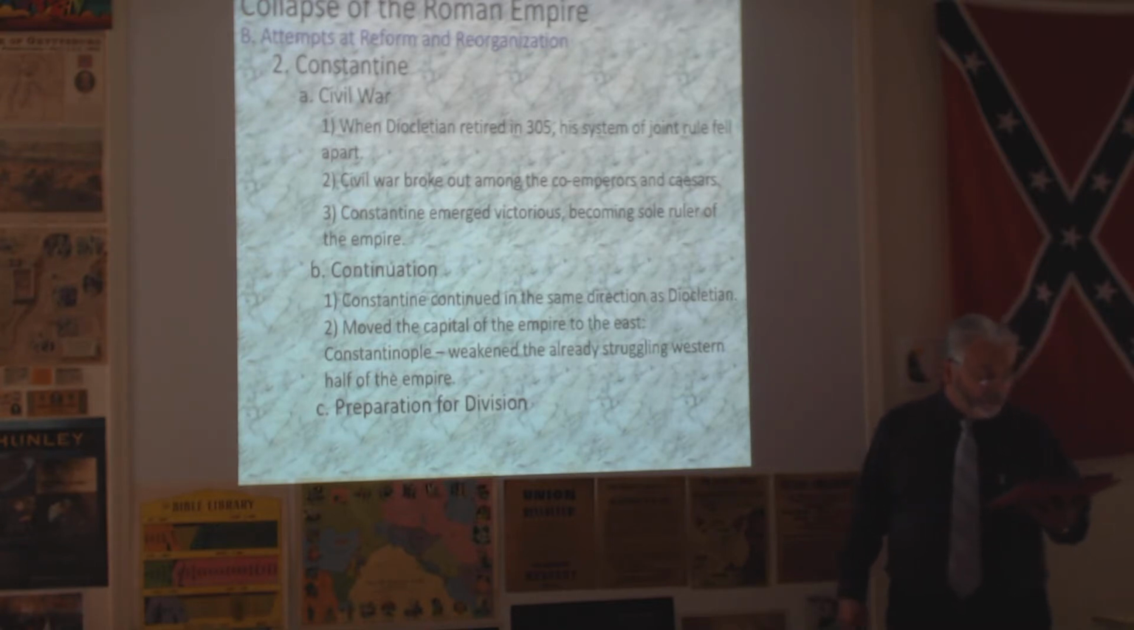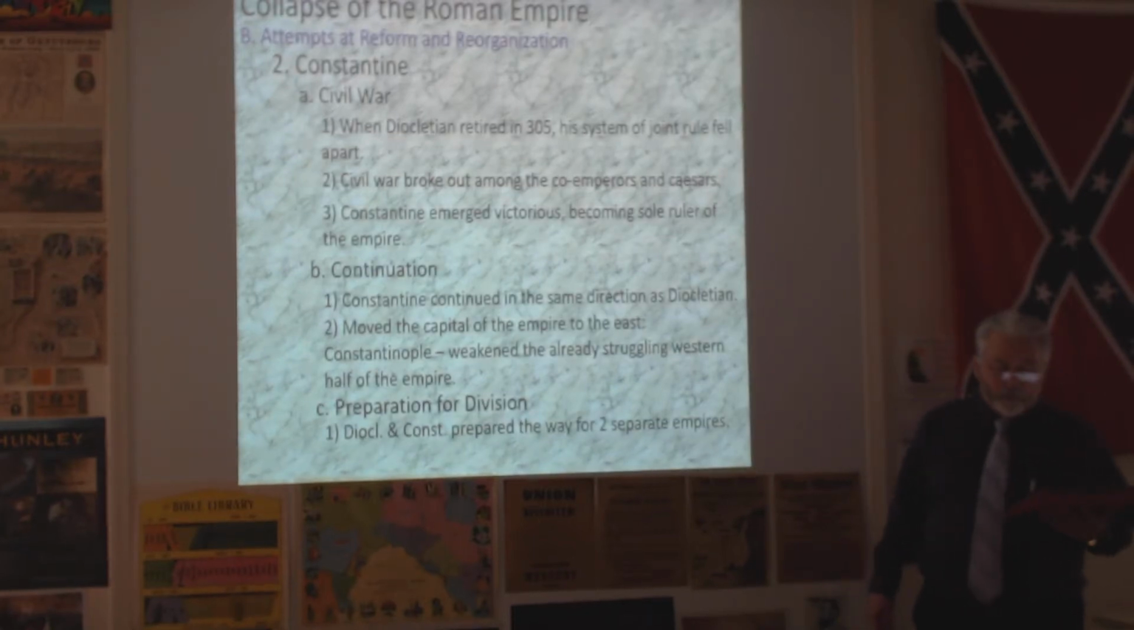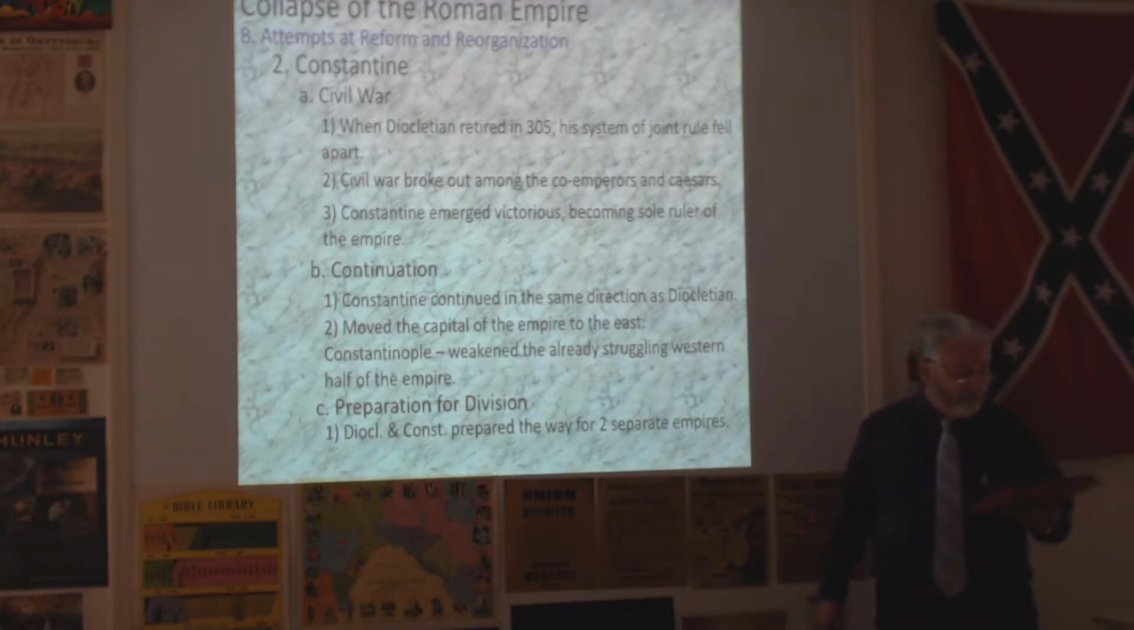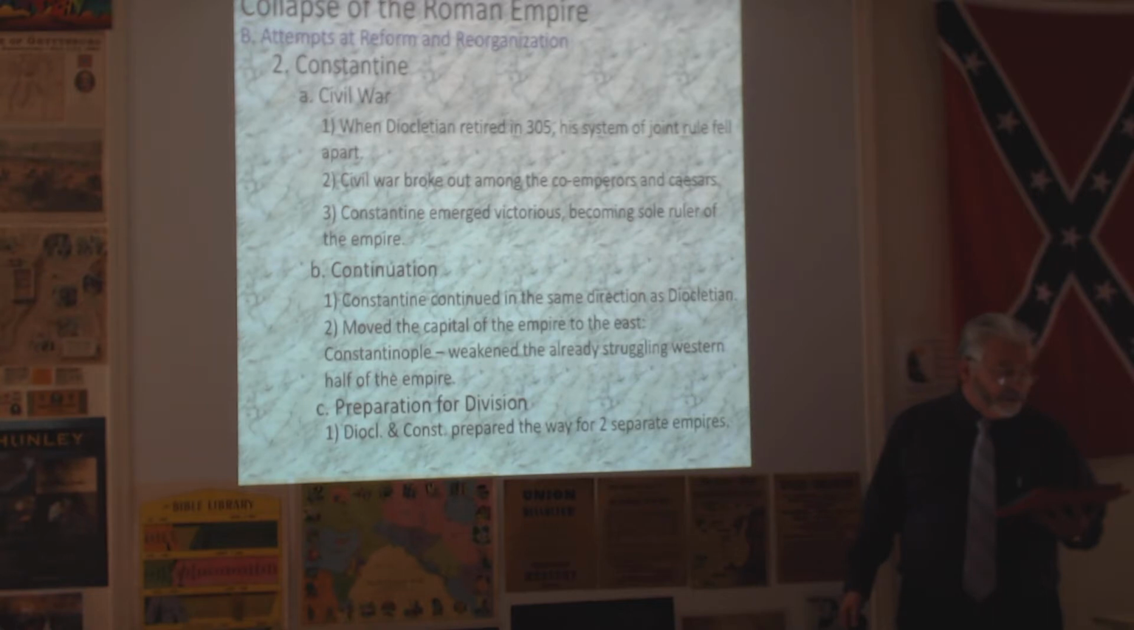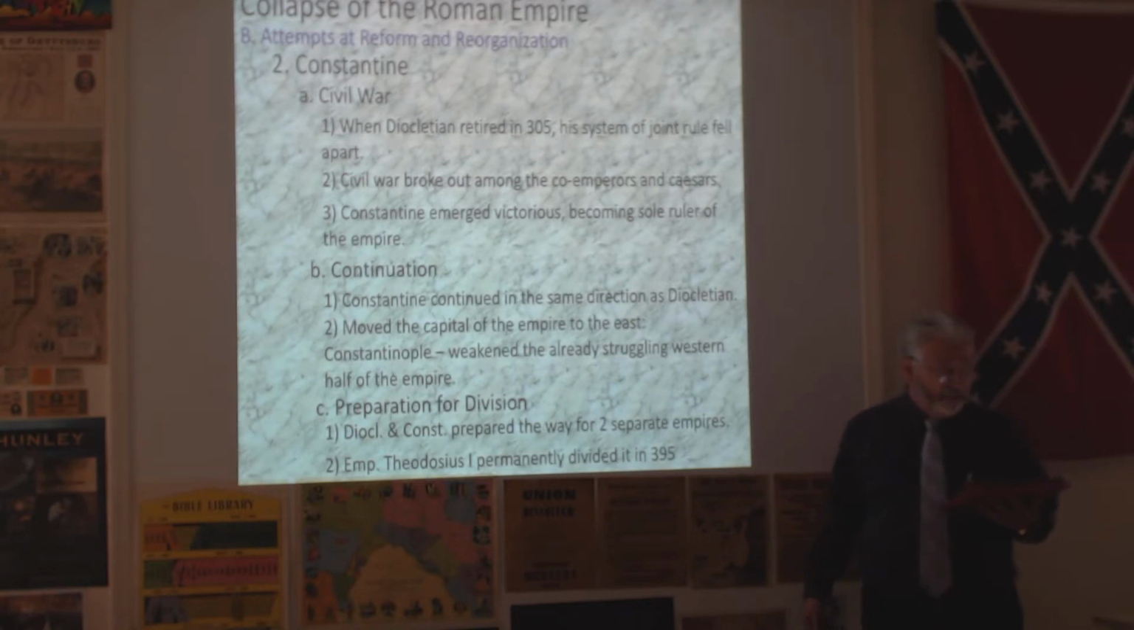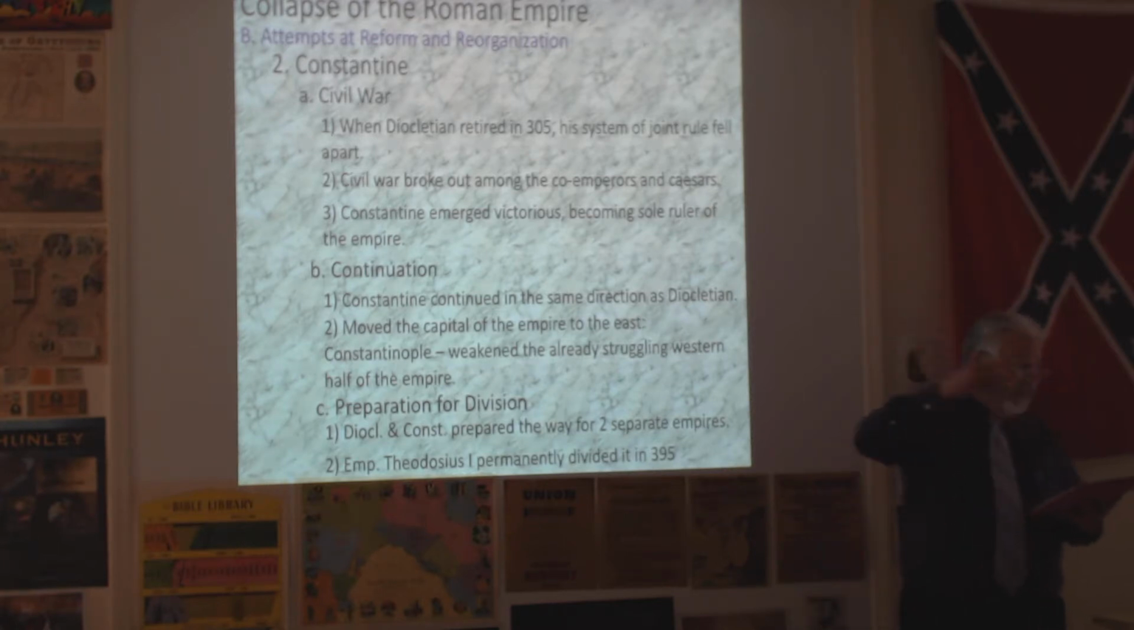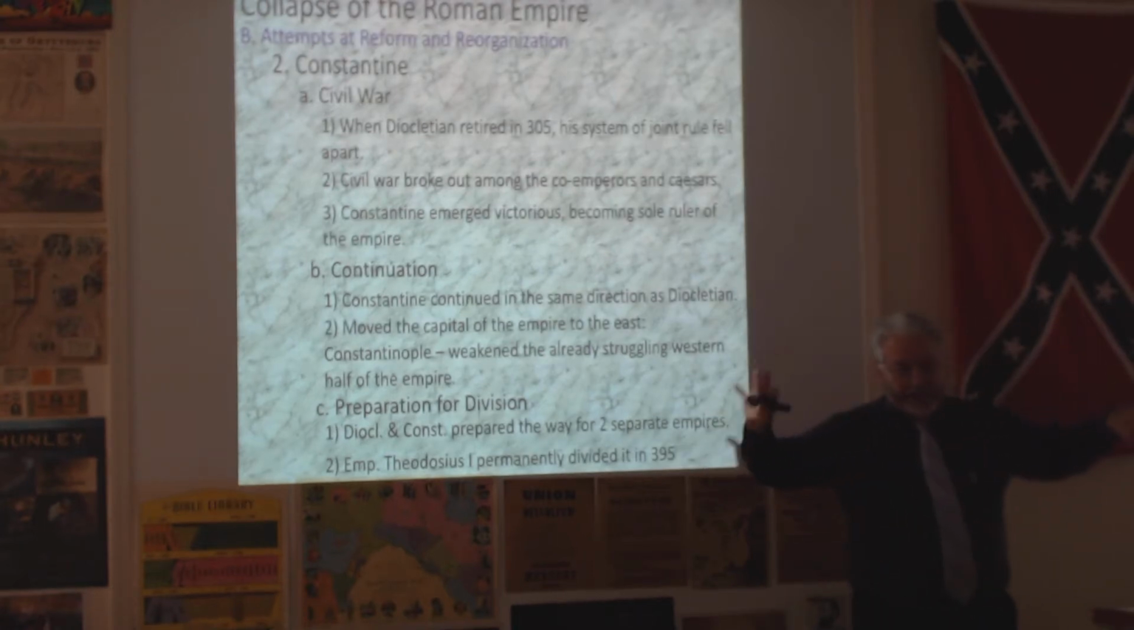So, preparation for division. Diocletian and Constantine prepared the way for the ultimate division of the Roman Empire into two separate empires. They both had tried to rule it with co-rulers and so on, and that didn't work. So eventually what happened is the empire became permanently divided in 395 when Emperor Theodosius I divided it between his two sons. So rather than having one son take over the entire empire, he divided it in two, and it remained divided. There's now the Eastern Roman Empire and the Western Roman Empire.